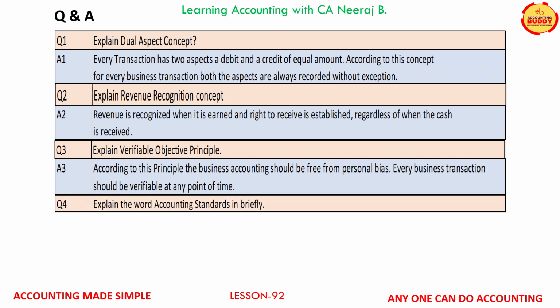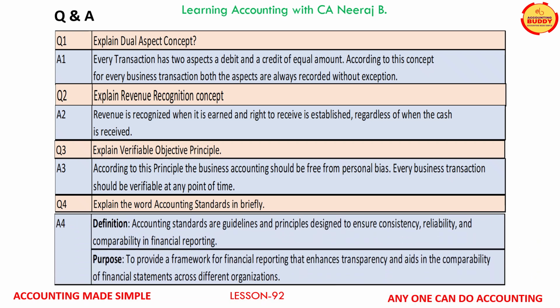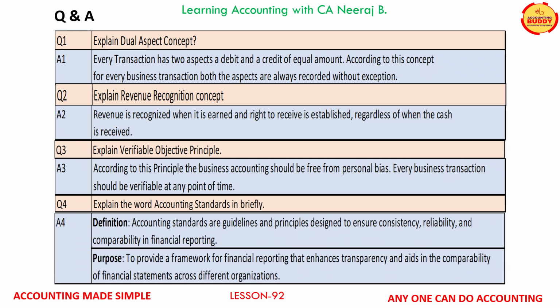Question number 4, explain the word accounting standards in brief. First, the definition. Accounting standards are the guidelines and principles designed to ensure consistency, reliability, and comparability in financial reporting. And the purpose is to provide a framework for financial reporting that enhances transparency and aids in the comparability of financial statements across different organizations.